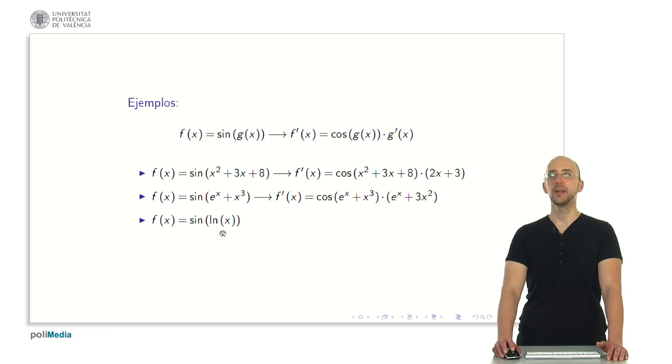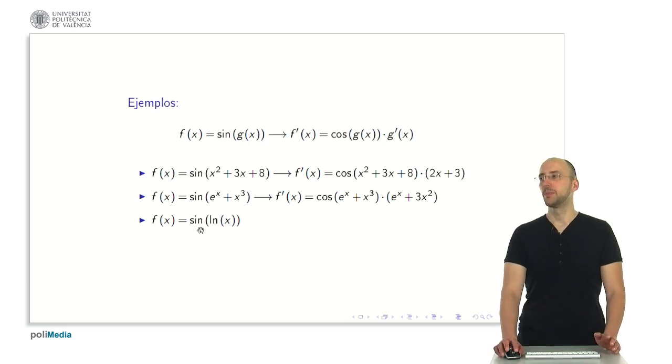The sine of the natural logarithm of x. How do we calculate this? We'll begin by determining the derivative of the natural logarithm of x, which is 1 over x. Now, what is the derivative of the sine of the natural logarithm of x? Let's continue following the formula.